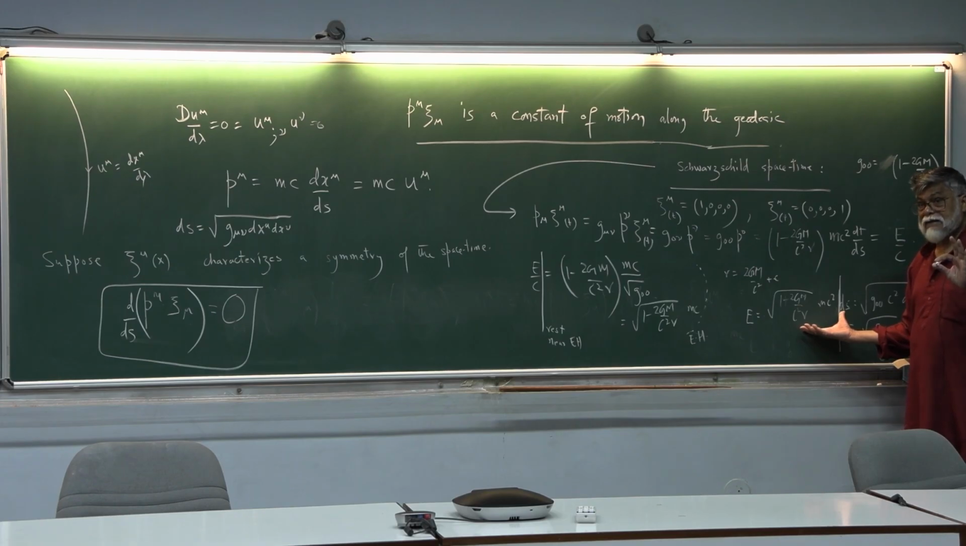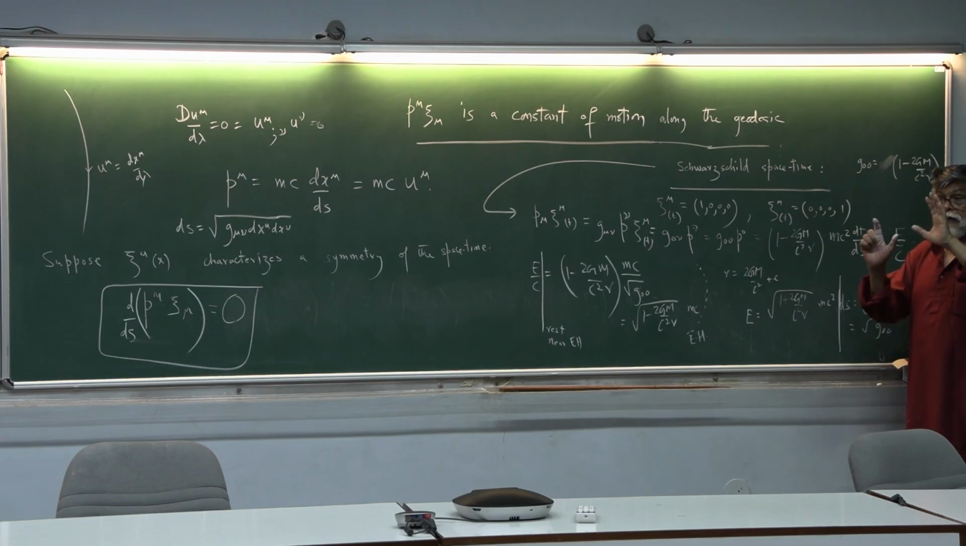Does it make sense from the Newtonian point of view? The answer is yes, because its energy is less than mc squared, and the difference, if you subtract out, is exactly the gravitational potential energy. But my question is different. What is the maximum amount of energy you can extract?